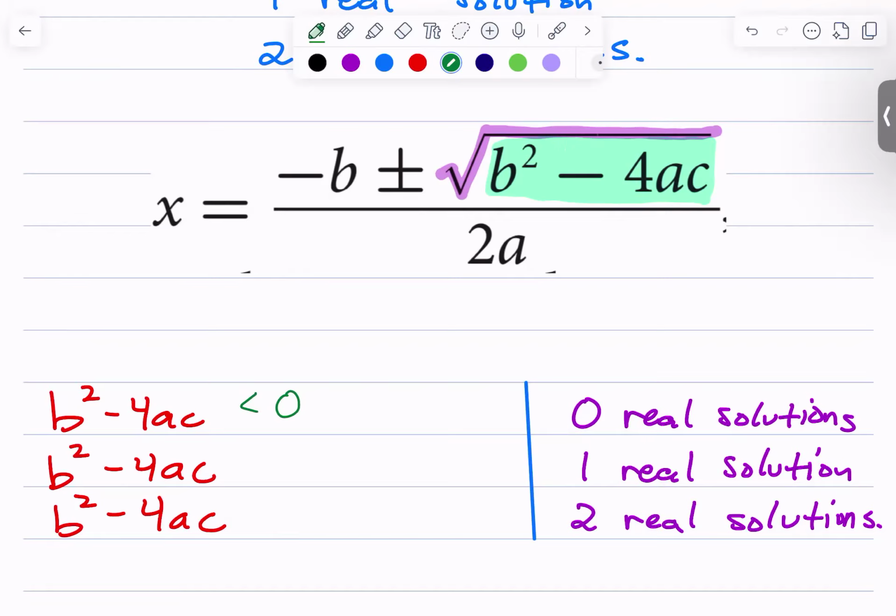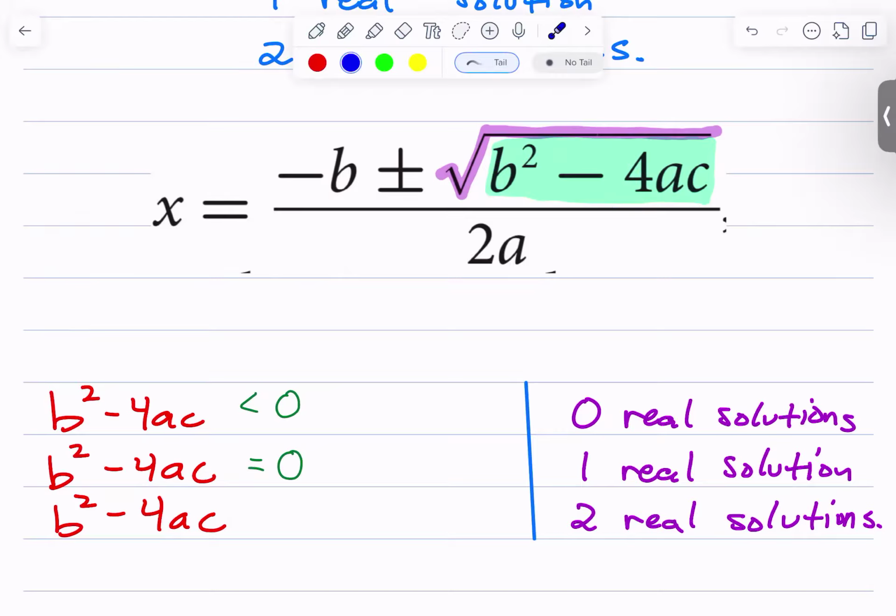When will I have 1 real solution? When b squared minus 4ac equals 0. When b squared minus 4ac equals 0, that means that the number inside my square root is 0, correct? So what is the square root of 0?